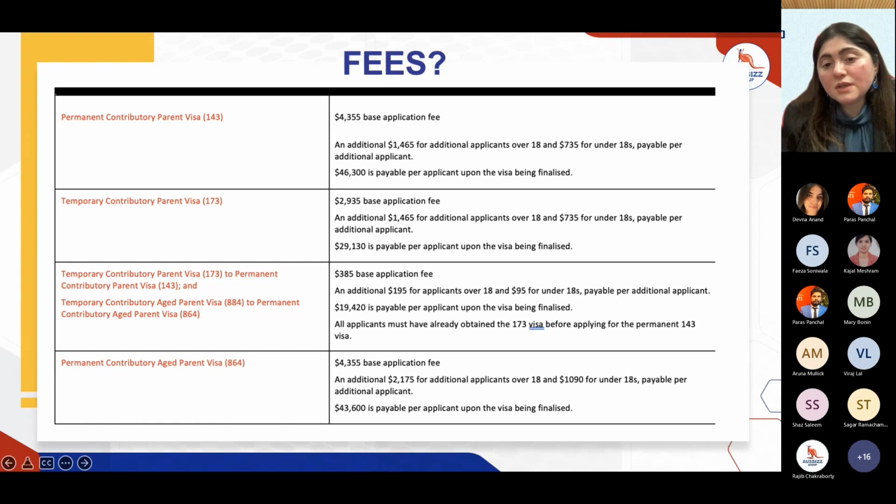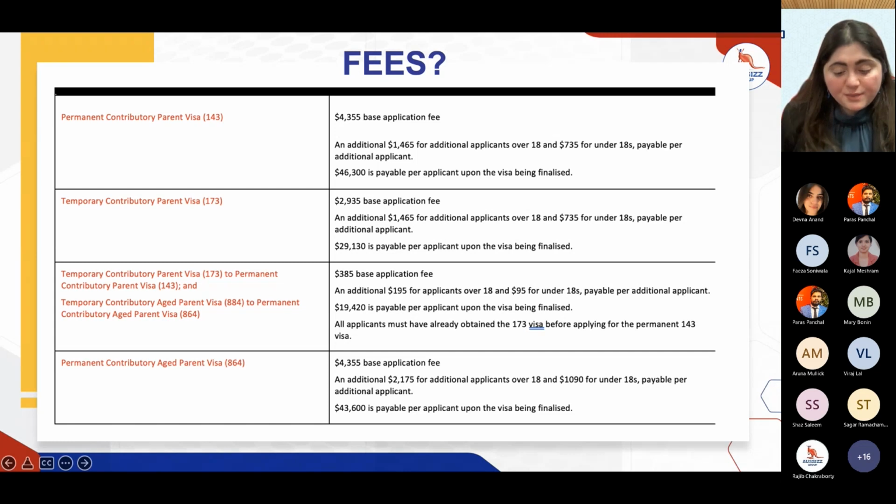And this 19,000 is payable upon the visa being finalized. So what they have done is the department has split this $46,300 cost into two installments. One you pay at the time of lodging the 173, and the rest, 19,420, you pay when the application is being finalized.